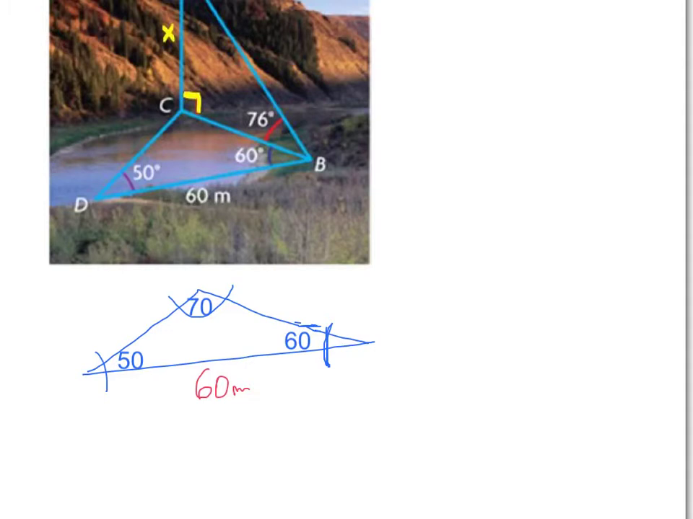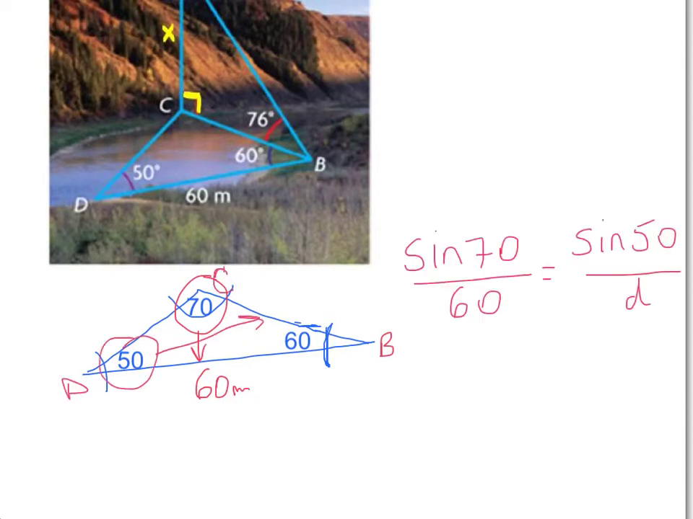Now I can use the sine law because I have this angle and this side. And I'm trying to find, this is B, this one over here was C, and this was D. Alright, I'm trying to find BC, so I'm going to use this angle and that opposite side. Okay, so let me write out the sine law. Sine 70 over 60 equals sine 50 over D. Now I'm going to cross multiply. So multiply that, and then divide.